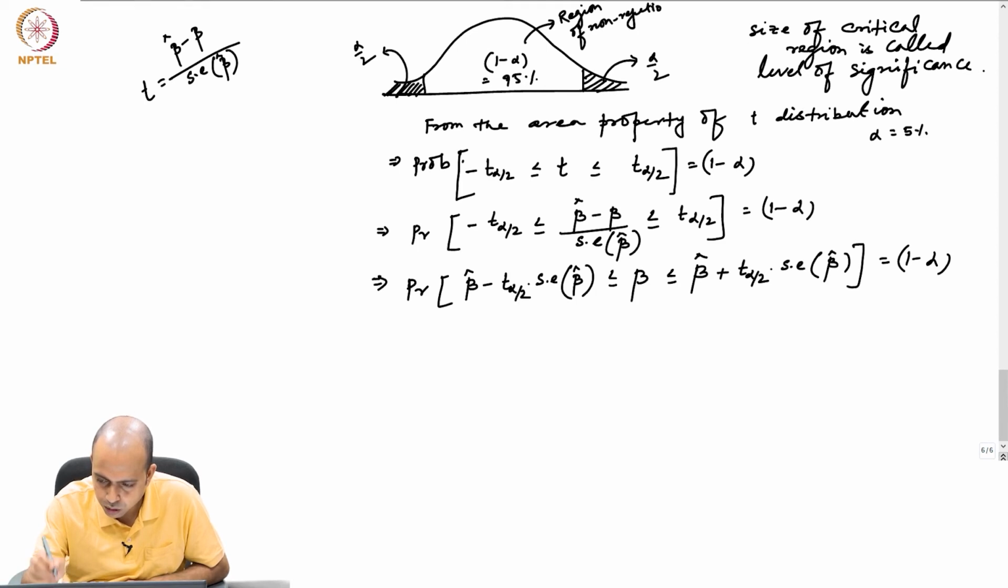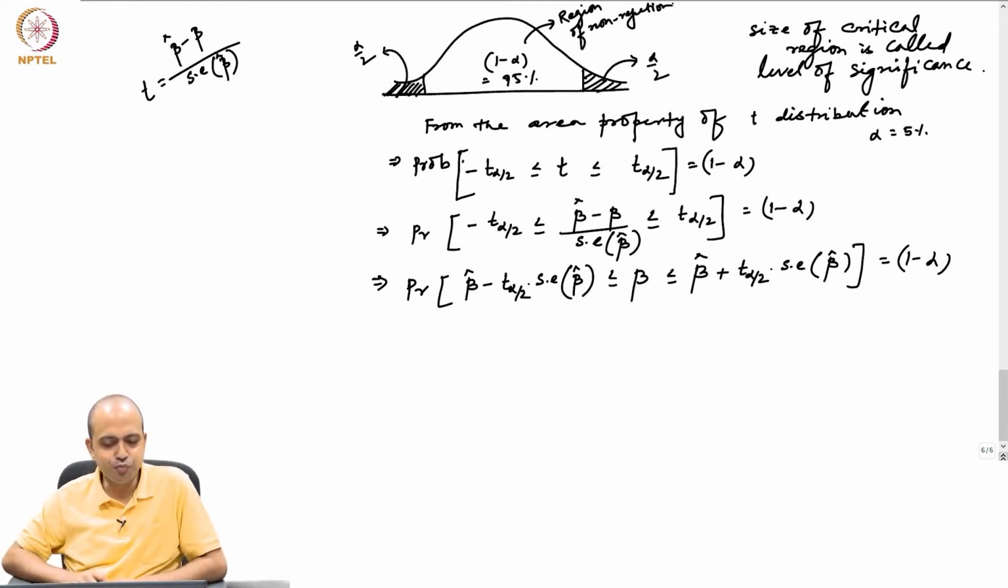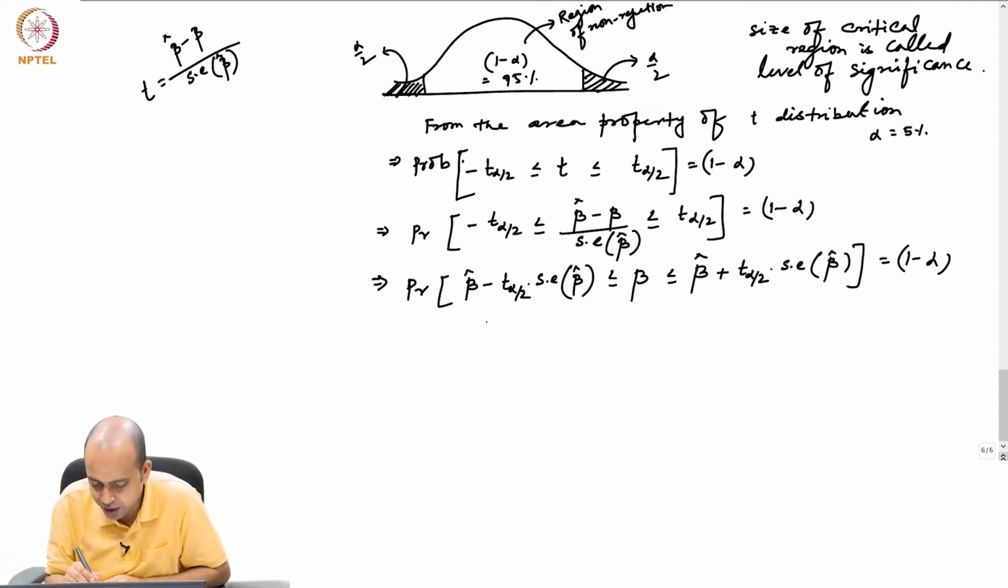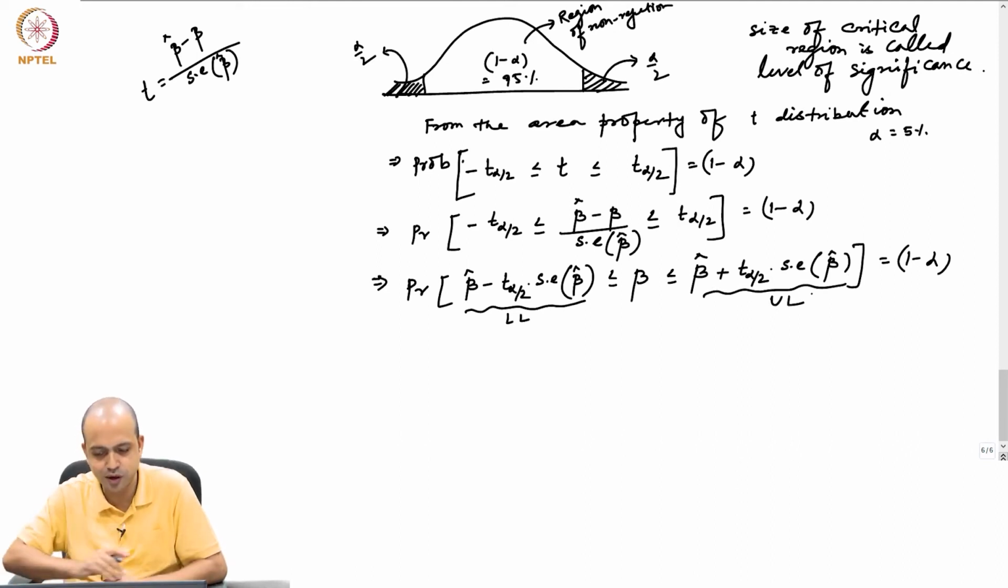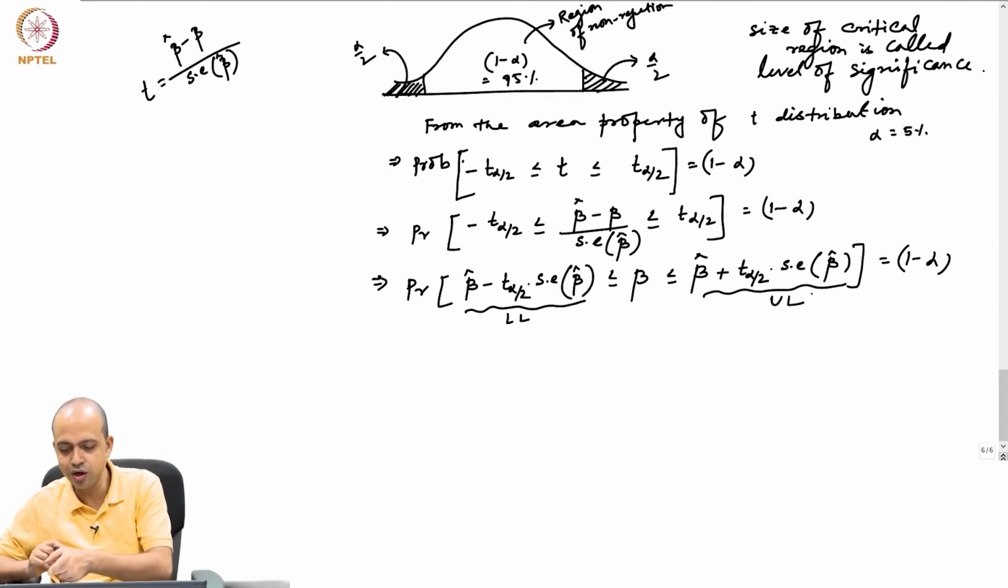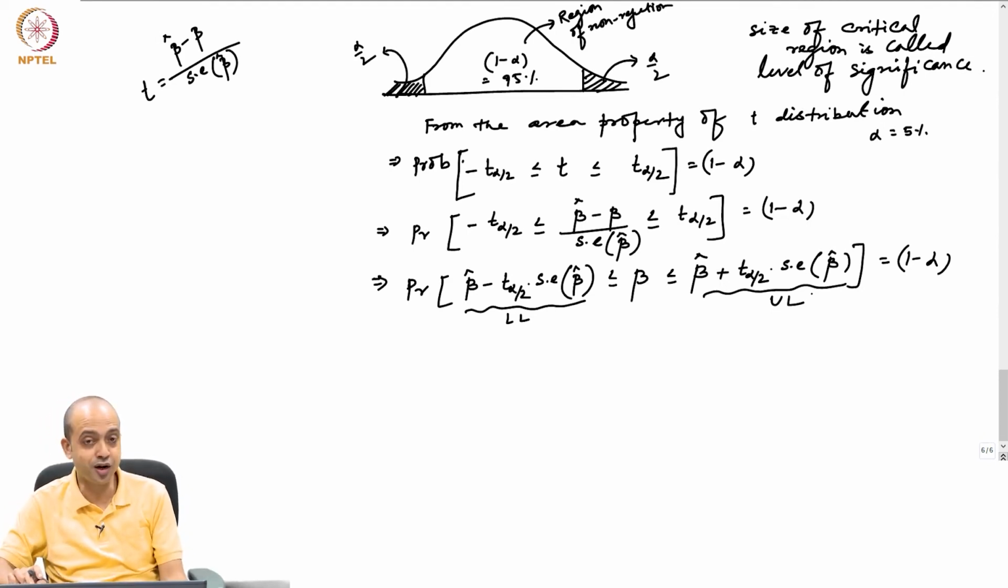So, what is the meaning of this? You have constructed some interval. When you estimate your beta hat, let us say that this is an interval, with a lower limit and an upper limit. How is the interval defined? Beta hat minus T alpha by 2 into standard error of beta hat is called the lower limit of your interval. Beta hat plus T alpha by 2 into standard error of beta hat is called the upper limit of the interval, and this is 95.